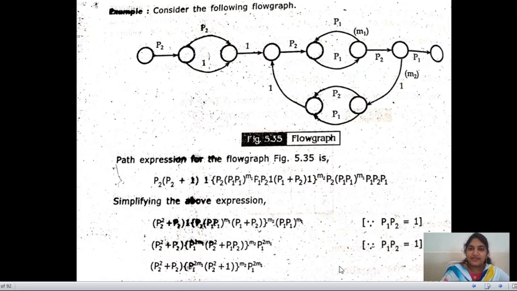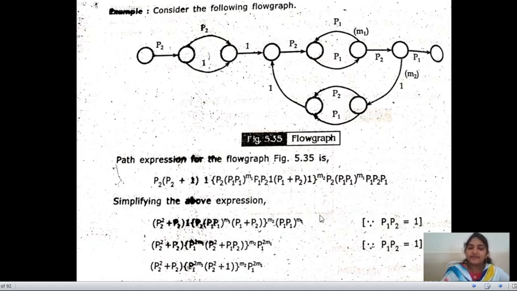Next, coming to the example, we'll take the example flow graph and define push or pop. The same flow graph consists of the push operation as P1, the pop operation as P2 and no operation as 1. So this is the path expression. We will obtain P2 into P2 plus 1, which are parallel links, into 1 into P2, P1 into P1. M1 means loop. This is a loop, which is defined as P1 into P1 to the power M1.